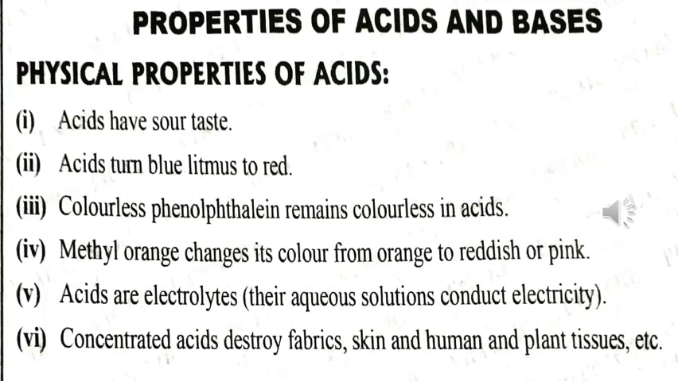Phenolphthalein, in acid it remains colorless, and if we put some drops of phenolphthalein in base, it will give pink or red color. And our litmus paper, in acid it gives red color. The red litmus remains red color. And if we put red litmus in base, it turns blue. It will become blue. So we can say that this substance is acid or base by viewing the color of the substance.